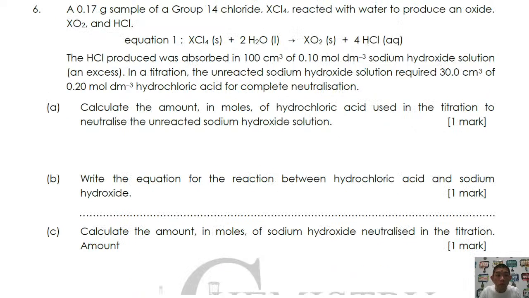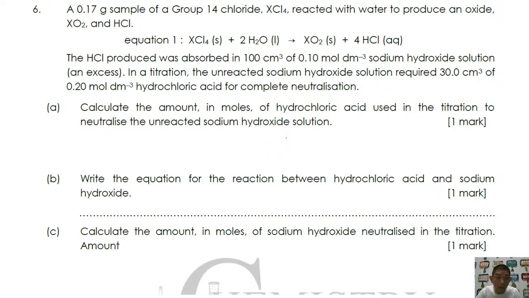Then we go to the next question, question number 6. 0.17 gram of the group 14 chloride reacts with water to produce an oxide XO2 and HCl according to the equation: XCl4 plus 2H2O gives XO2 plus 4HCl. The HCl produced was absorbed in 100 cm³ of 0.1 M sodium hydroxide solution, which is in excess. In the titration, the unreacted sodium hydroxide requires 30.0 cm³ hydrochloric acid for complete neutralization. So now in here you have the unreacted sodium hydroxide. That means the reacted is based on the HCl inside here.